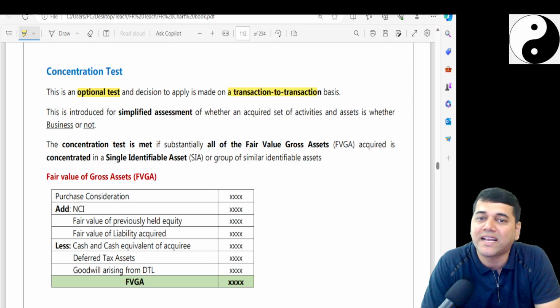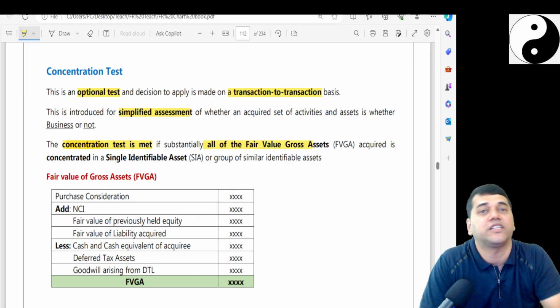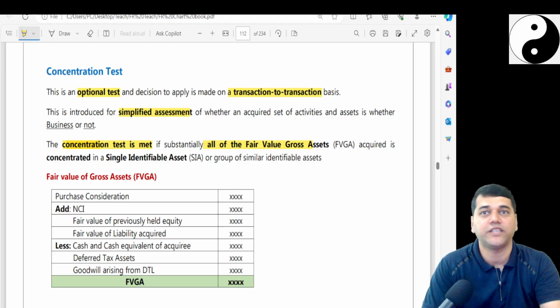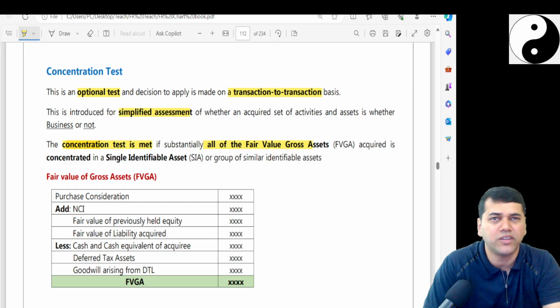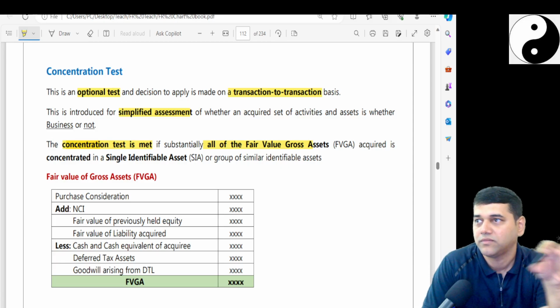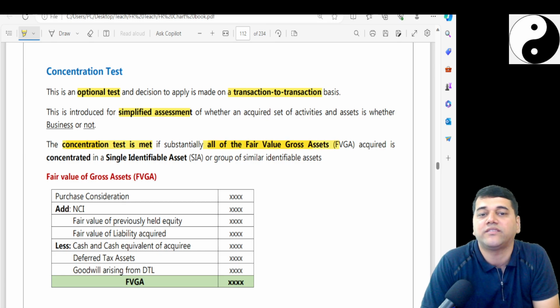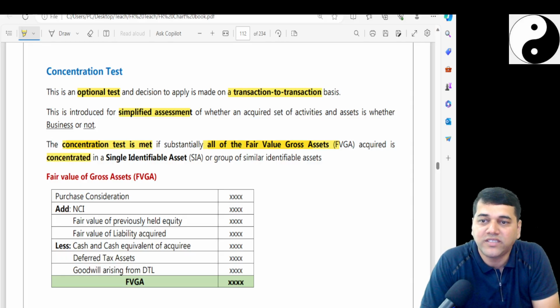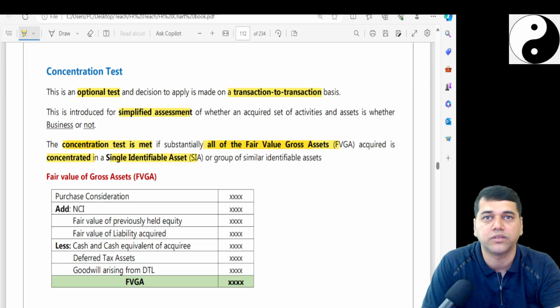It is based on a transaction-to-transaction basis. This is introduced for simplified assessment of the asset acquisition. If the concentration test is met, like we say the business CCFC test is met, the fixed-for-fixed test is met, like this when the concentration test is met. What is concentration? Focus. If all the fair value of the gross assets, say FVGA, is concentrated on a single identifiable asset, like somebody takes over 36 chambers.